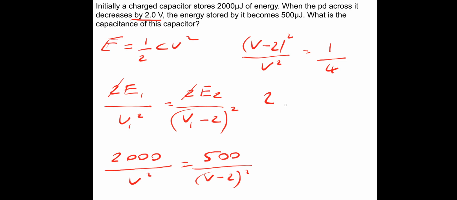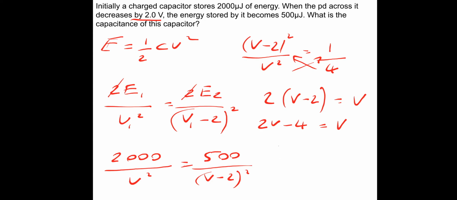So we end up with 2, V minus 2, equals, and we took the V squared up to the right hand side, so we cross multiplied. And then we need to square root the V squared to give V. Then we've got 2V minus 4 equals V. Get the V's on the left hand side and the numbers on the right hand side.